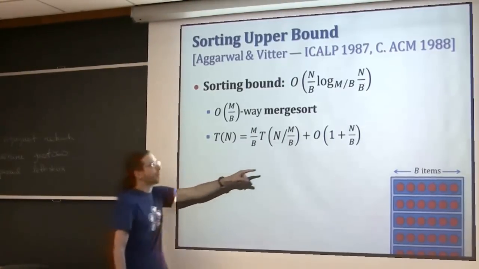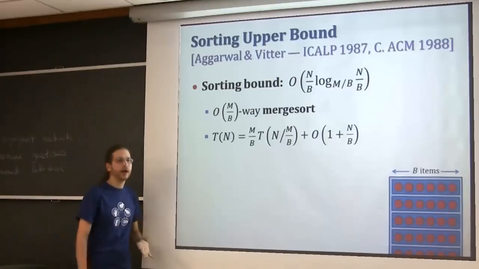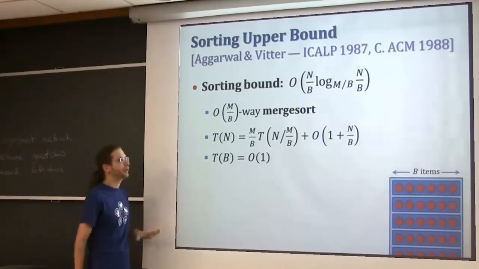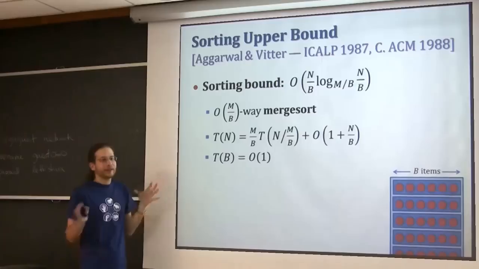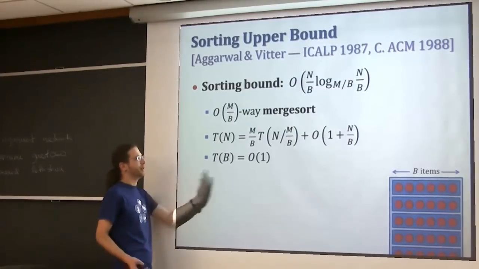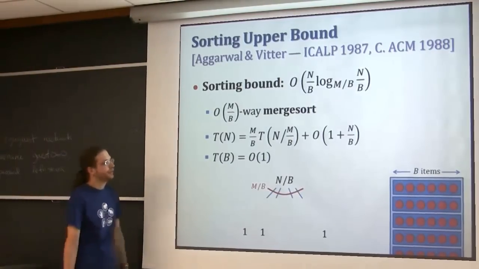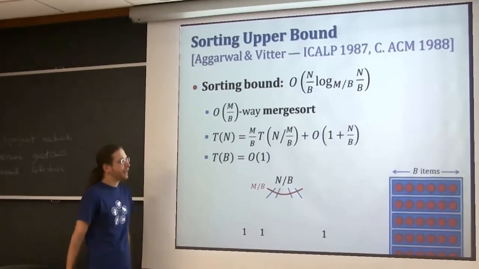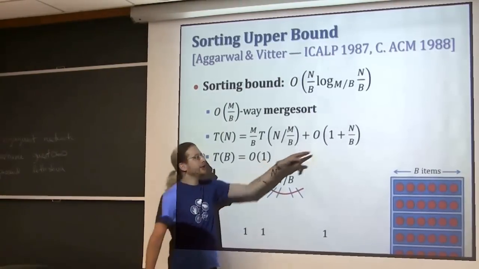To make this not matter, we need to use a base case for this recurrence that's not 1, but b. b will work. You could also do m, but it doesn't really help you. Once we get down to a single block, of course, we can sort in constant time. You read it in, sort it, write it back out. So you want to solve this recurrence. Easy way is to draw a recursion tree. At the root, you have a problem of size n. We're paying n over b to solve it.